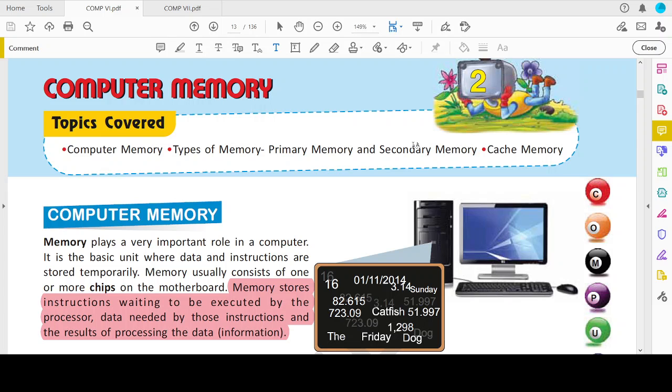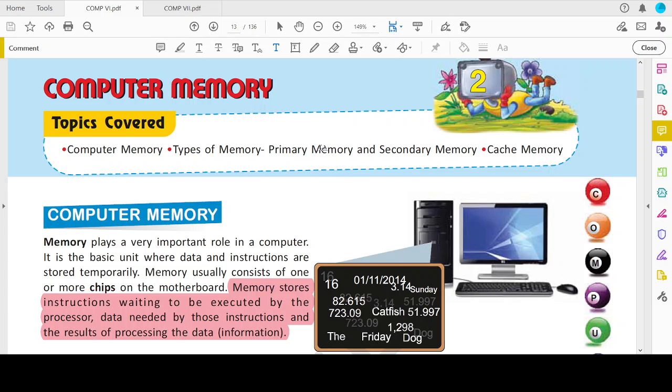If you want to execute a program, a software that is present on your hard disk, it should be loaded onto the RAM first. And then the processor can fetch the data and instructions from the primary memory, that is RAM.